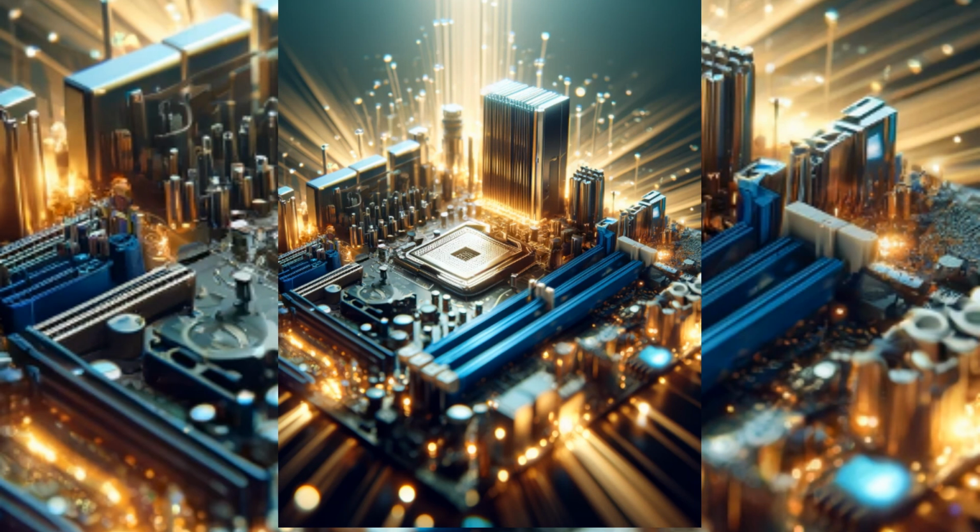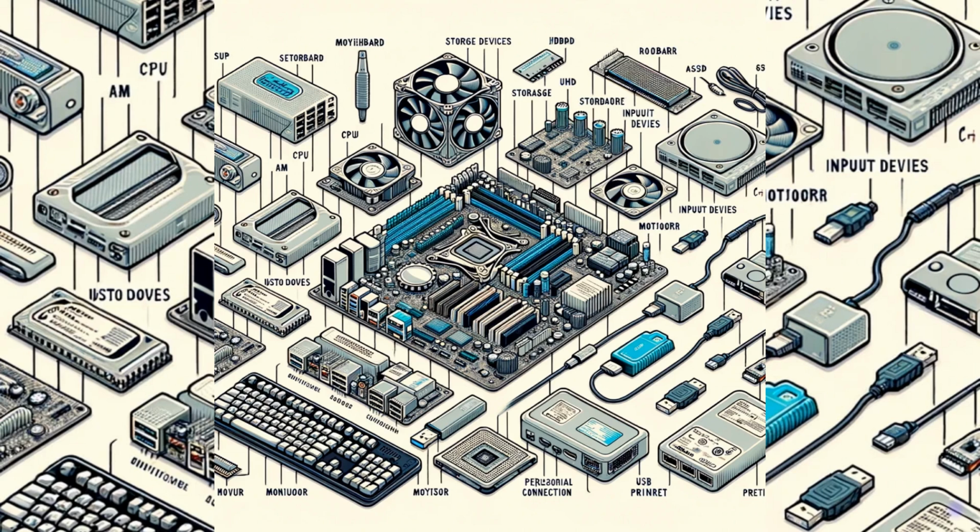Let's get started with an overview of computer components. Each part of a computer system plays a vital role in its overall functionality. From processing data to storing information, every component contributes to the efficient operation of the system. Let's take a closer look at some of the fundamental components.